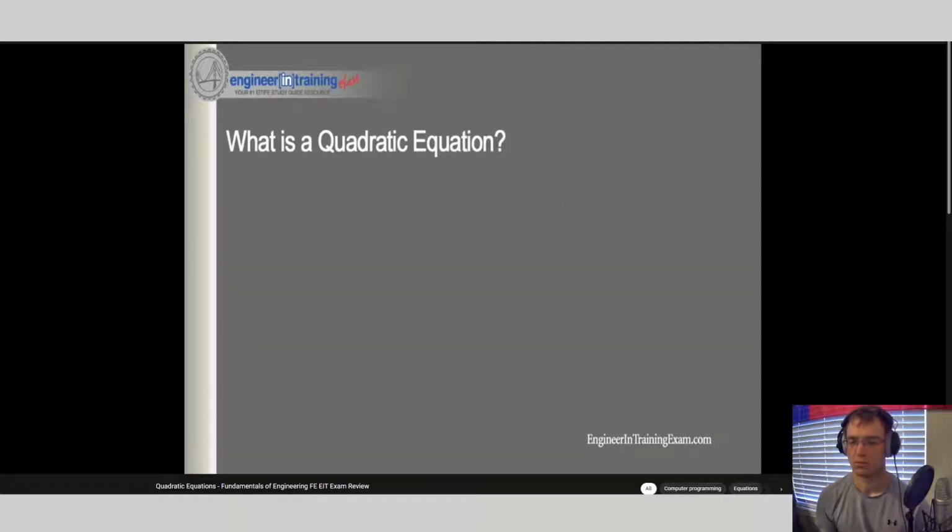So what is a quadratic equation? In its simplest form, a quadratic equation is ax squared plus bx plus c is equal to 0, where a cannot equal 0. So in other terms, a quadratic equation must have a squared term as its highest power.